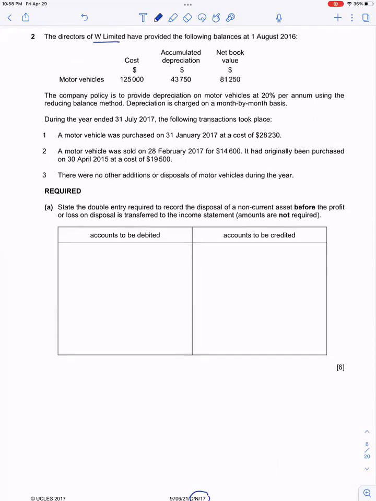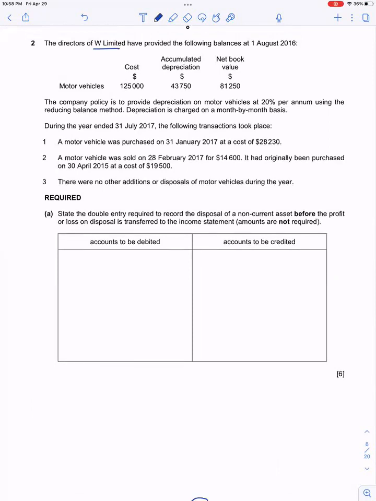Can you, Eman, please read the question for me? The directors of W Limited have provided the following balances at 1st August 2016. The company policy is to provide depreciation on motor vehicle at 20% per annum using the reducing balance method. Depreciation is charged on a month-by-month basis.